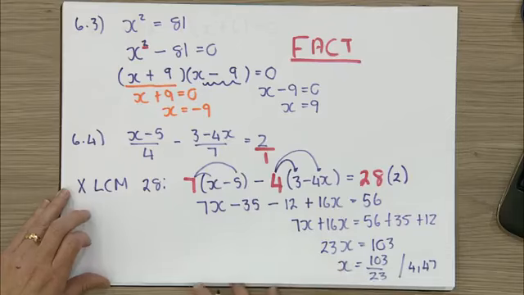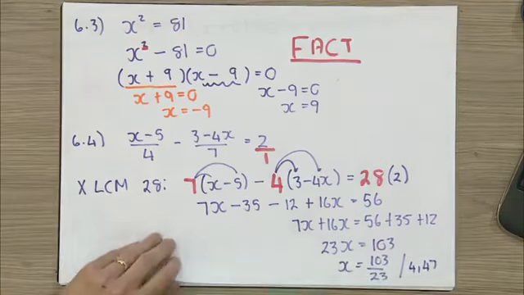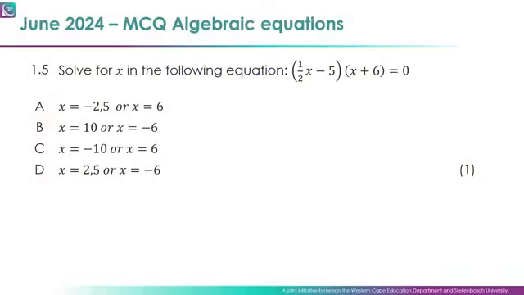Okay, grade 9s, we're going to look at one more sum, and then we are done for the day. We are going to page all the way back to question 1.5. And we are going to do 1.5 together. Question 1.5, they told you to solve for x in the following equation. In a bracket, half x minus 5, and in the other bracket, x plus 6 equals 0.